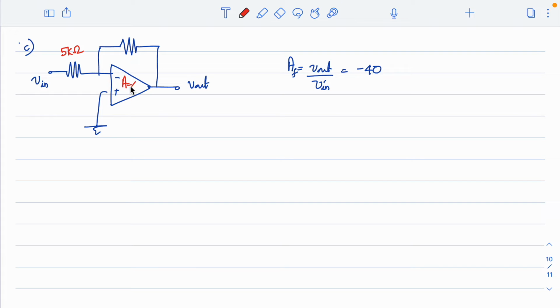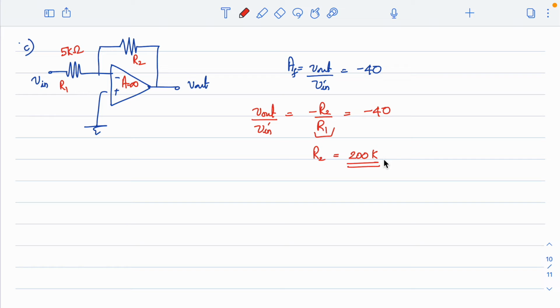This is an op-amp with an infinite open loop gain. So this is R1, this is R2. Now V out by V in will become minus R2 by R1, because A is infinity. That should be equal to minus 40 also, and R1 we should not change. So R1 is 5K. With that I can write R2 is equal to 40 into 5, which is equal to 200K, right?